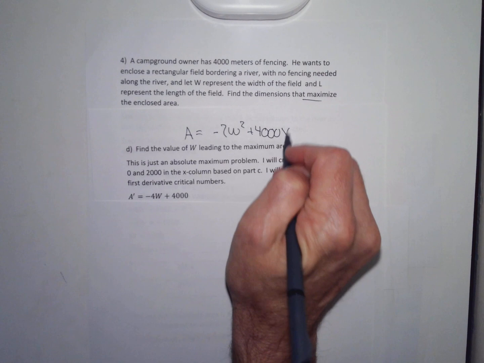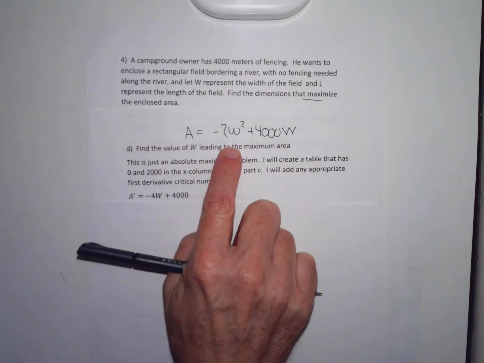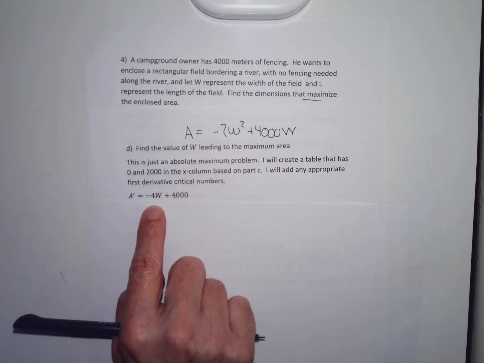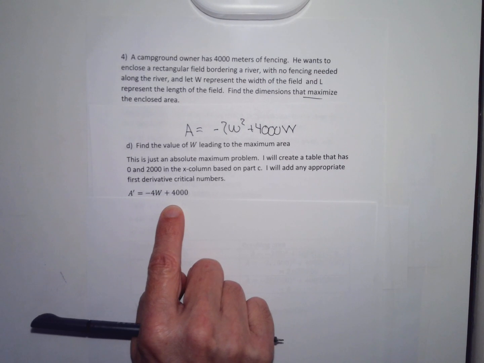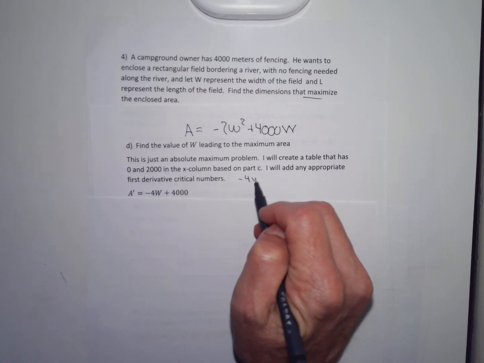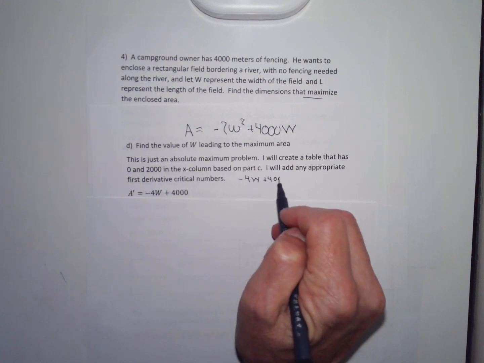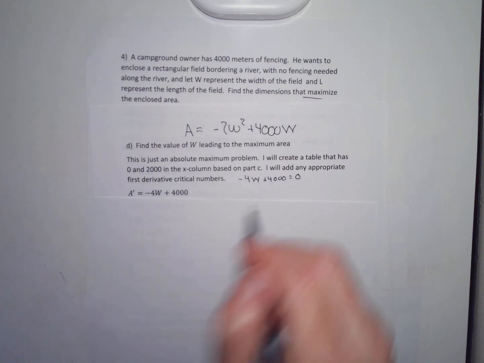And when we're doing absolute maximums and absolute minimums, we put the endpoints in the interval in a table, and we take the derivative and get my critical number. So the derivative of negative 2w squared is negative 4w. The derivative of 4000w is 4000. I'm going to get the critical numbers by setting the derivative equal to 0. If the critical number is between 0 and 2000, I include it in my table.